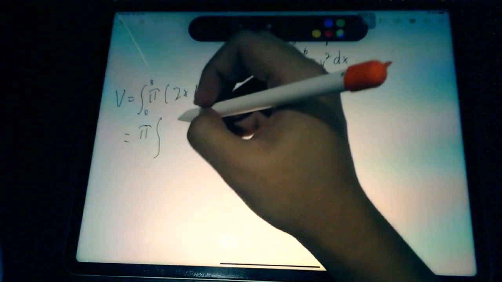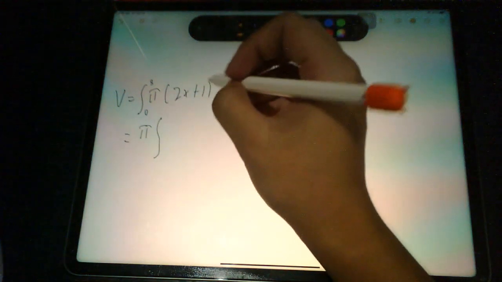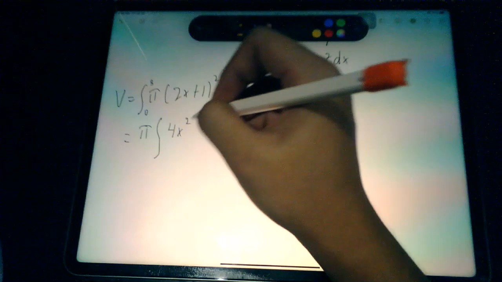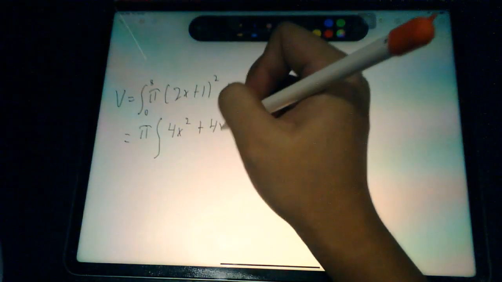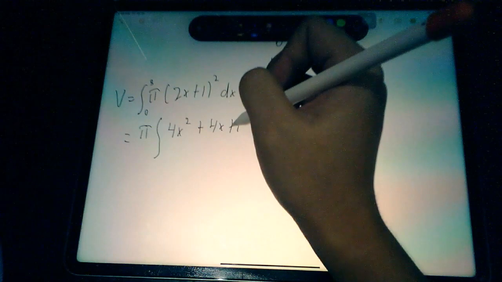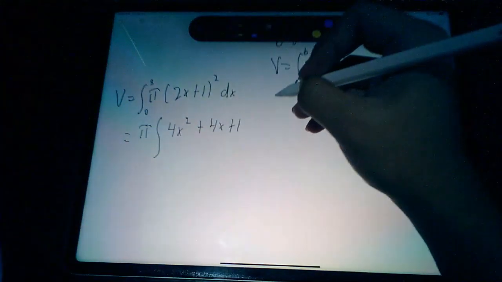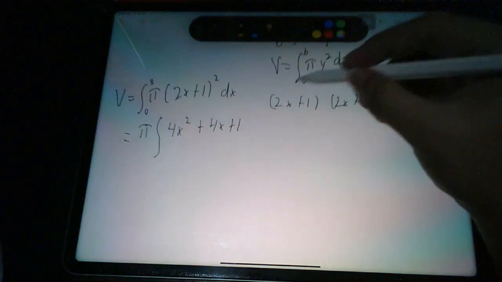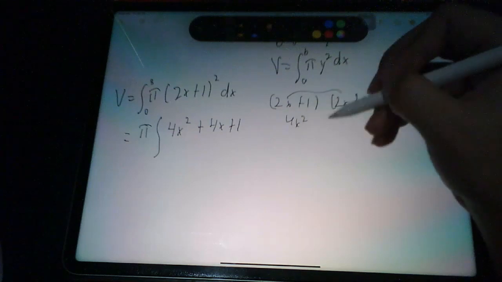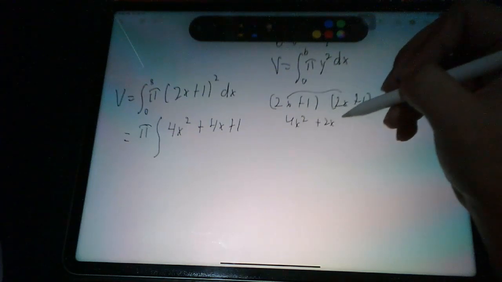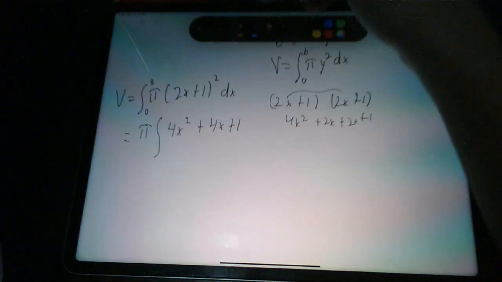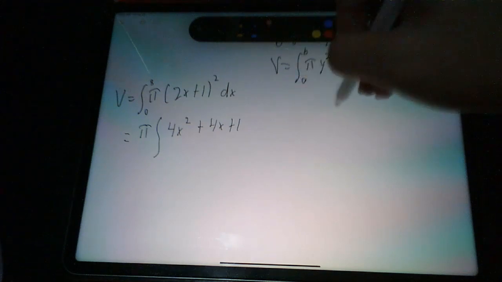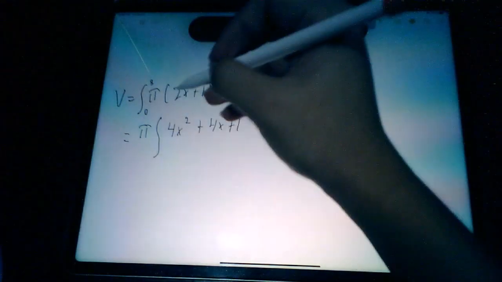Pi, the integral of, let's expand this: 2x plus 1 times 2x plus 1. This will become 4x squared plus 2x plus 2x plus 1, so 4x squared plus 4x plus 1. Our mental solution is correct, from limits 0 to 3.